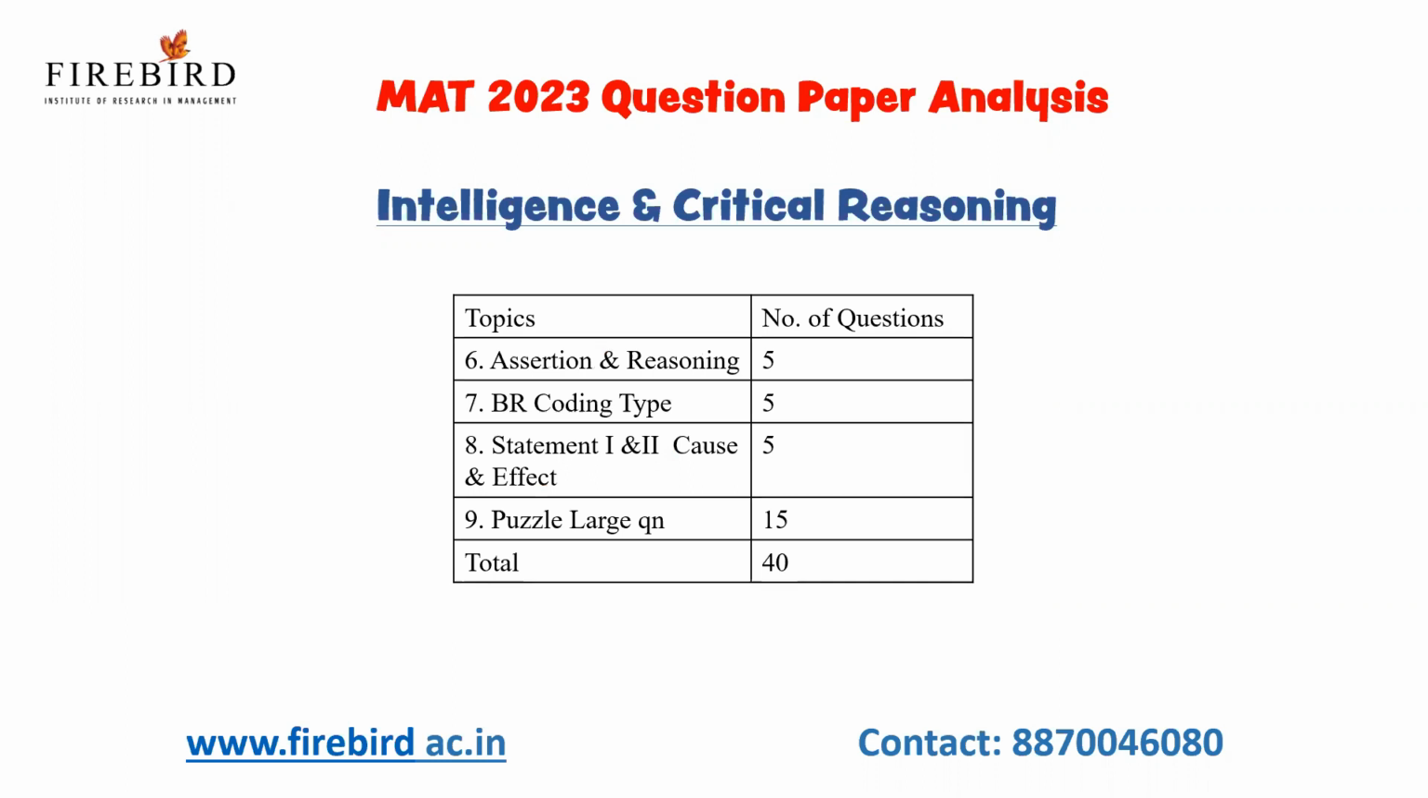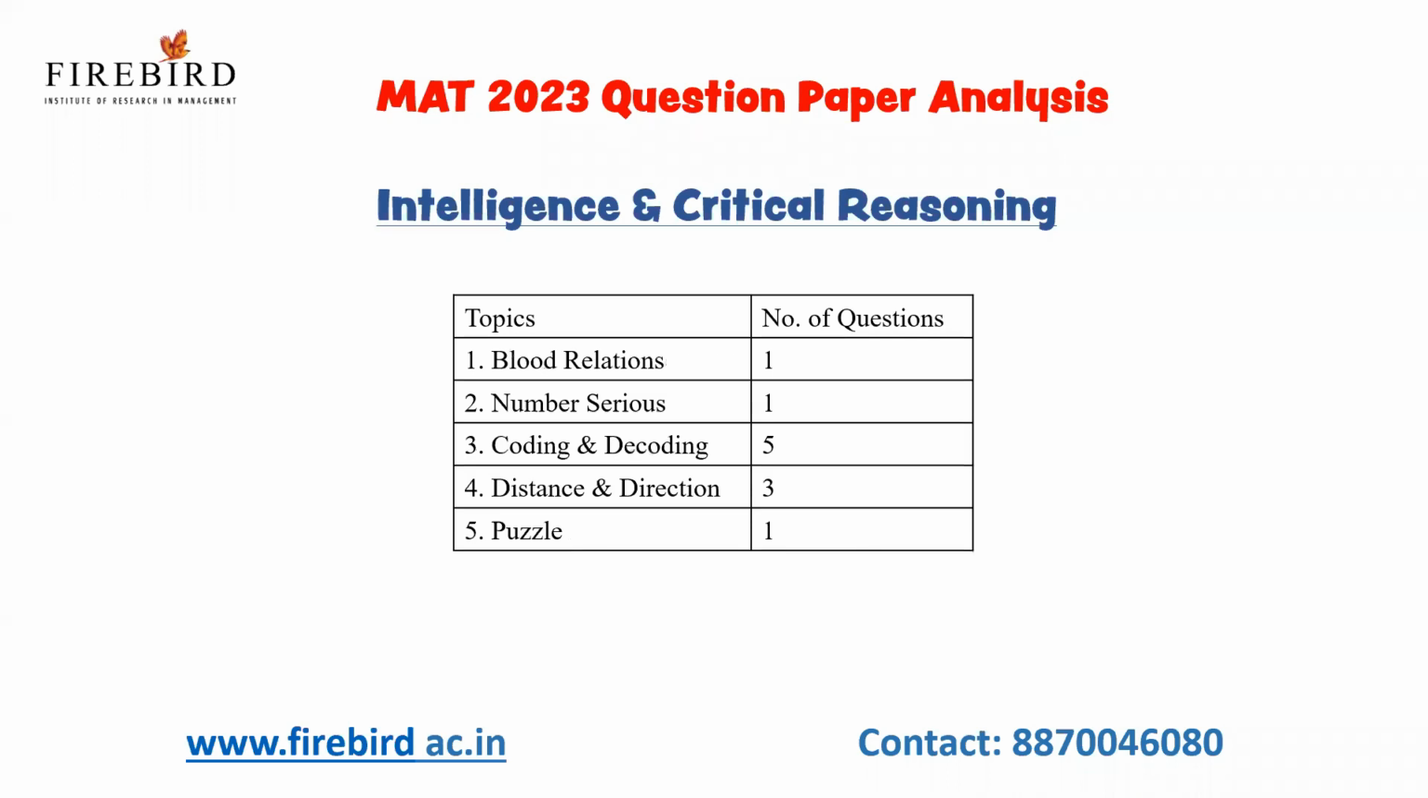In blood relation coding type, you may find some questions like A cross B: A is the mother of B. A plus B: A is a sister of B. Like that. Okay, those cases. So see here, nearly 13 to 15 marks in the February MAT question paper. So make sure that when you start with the intelligence and critical part, first get thorough with blood relation, distance and direction, and coding and decoding, and then start solving the remaining types.